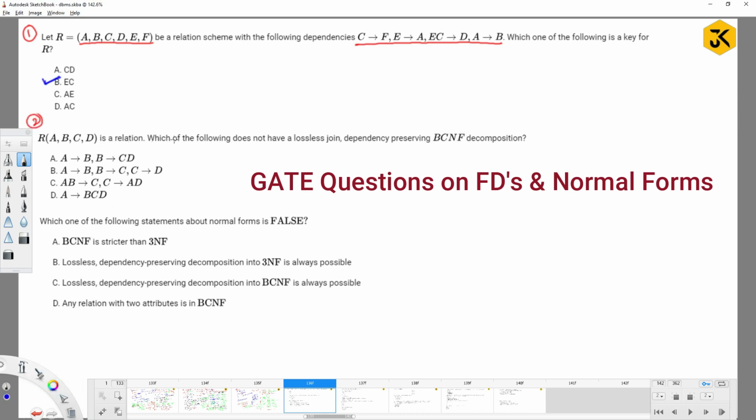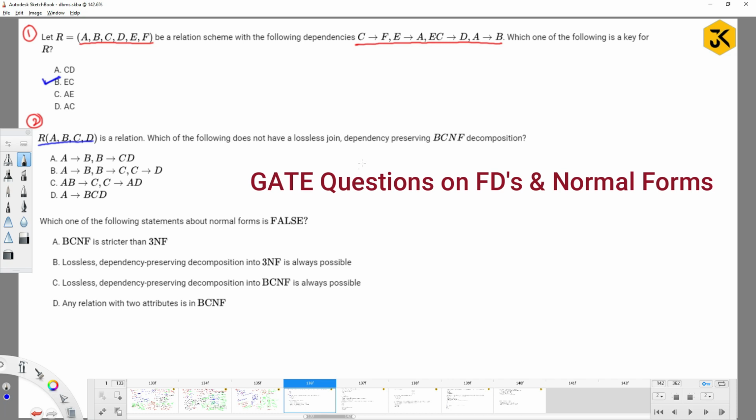For a relation R, which of the following does not have a lossless, dependency-preserving BCNF decomposition? Means what you have to do now, for the given relation, is check which one of the following is correct in BCNF. So what you have to do? You have to make the relation up to BCNF, right?